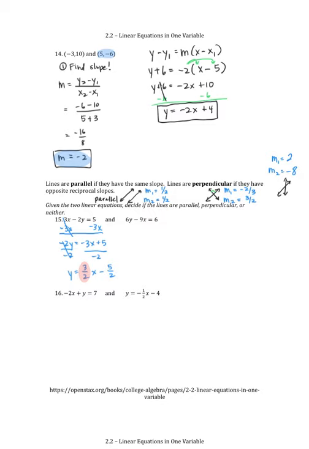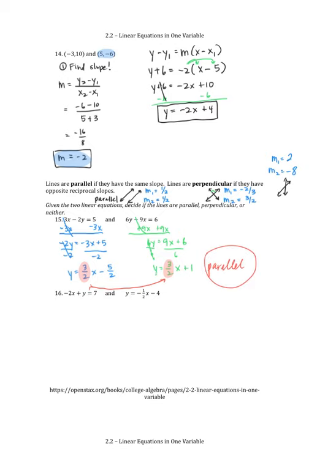And for the second one, we're going to add 9x to both sides. So we get 6y is equal to 9x plus 6. Divide by 6. So y is equal to 9 over 6, which is going to reduce to 3 halves, so 3 halves x plus 1. Again, we're interested in the slope. The slope is 3 halves. So notice that here we have the same exact slope. So that means that these lines are parallel.